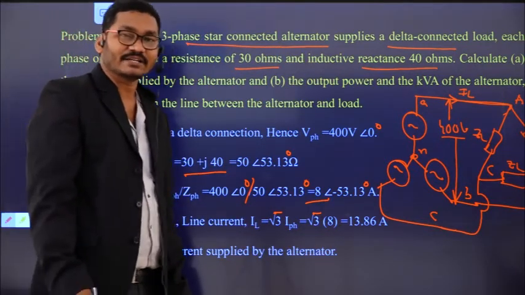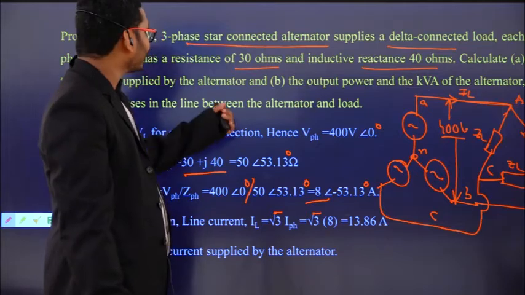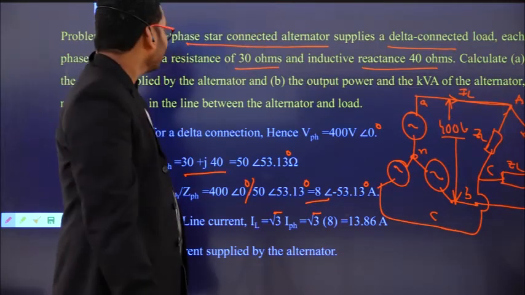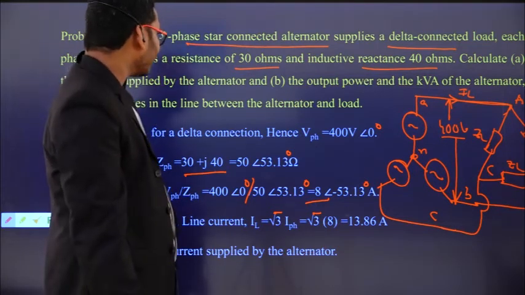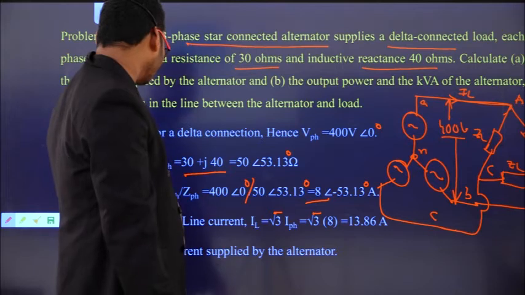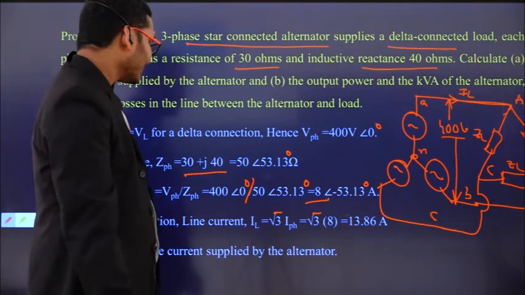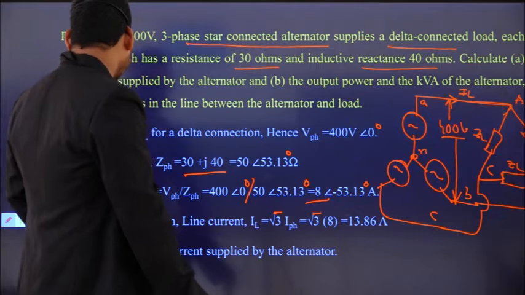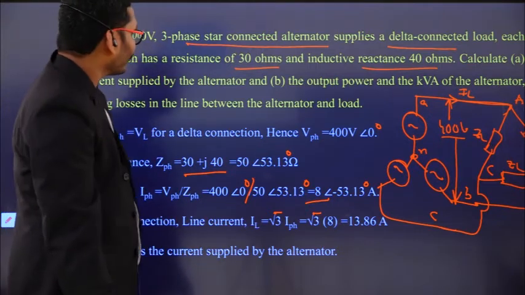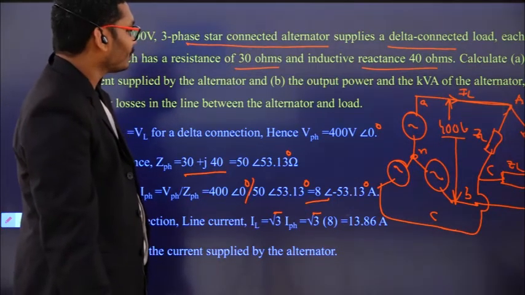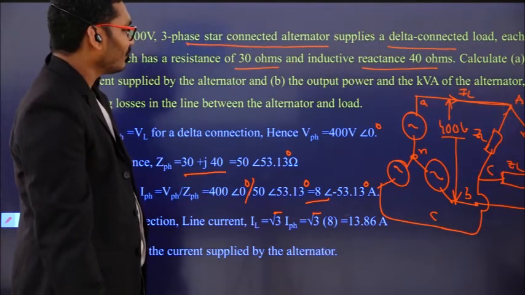This is the magnitude of the line current. It is also equal to the current supplied by the generator or alternator; both are the same. So 13.86 is the current supplied by the alternator. Next, what you have to find out is the output power.